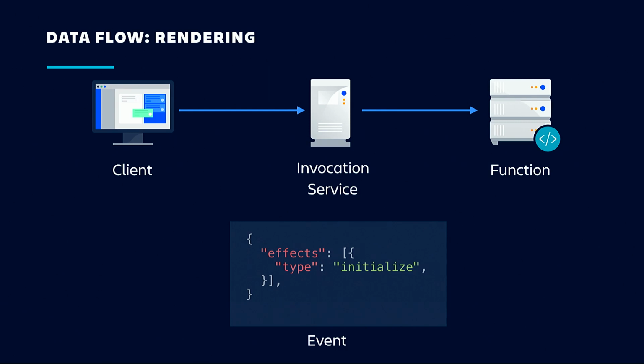And we do this by dispatching what we call an initialize effect from the front end through our invocation service and to your function. This initialize effect is effectively telling the function that we want it to render a clean slate or the initial state of your app. Alongside this, we include information about the location in which your app is actually running, and also any additional metadata we need to render your app.